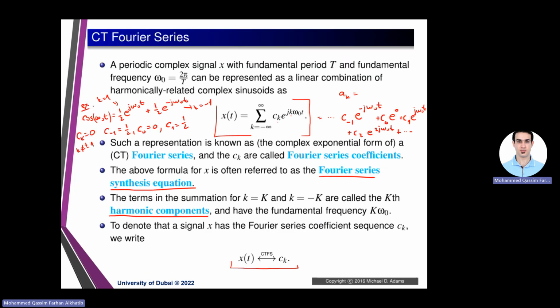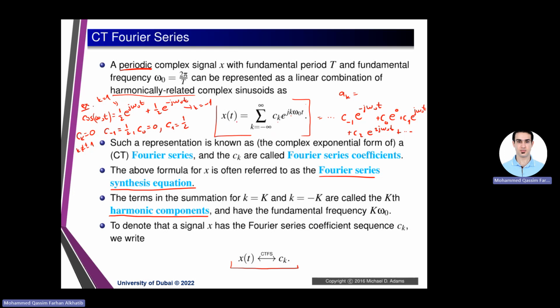Okay, all right. So a periodic complex signal x with fundamental period T and fundamental frequency omega naught, which is 2 pi over T, can be represented as a linear combination. So that's the condition: I have a periodic signal. Now, complex is just to have it generalized between real and imaginary. So a periodic complex signal with fundamental period could be represented as a linear combination of harmonically related complex sinusoids. Harmonically related, like different kinds of frequencies. So this is the general expression that we'll be using today.